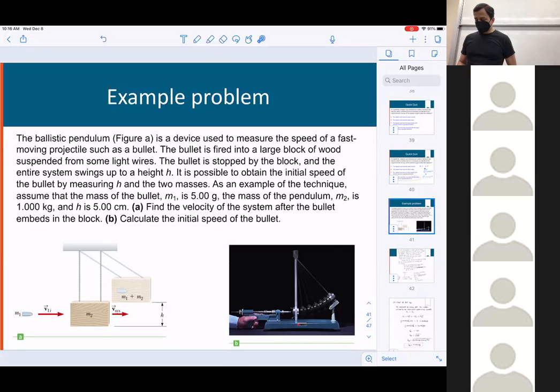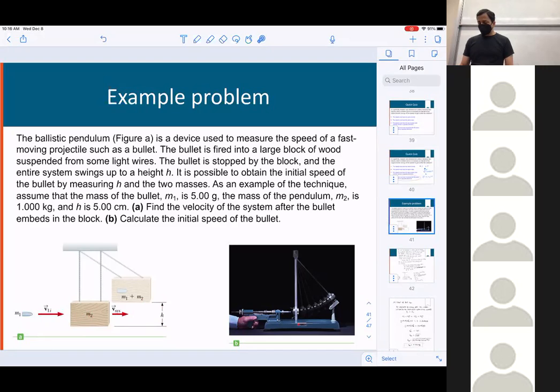Obviously, we know from our intuition that the greater the speed of the bullet, the higher this thing is going to swing up, right? So in some sense, by measuring the height of how much this thing swings up, we will be able to determine the speed of this bullet, and we will use two principles. One is that in this collision between the bullet and the block, it is a perfectly inelastic collision. They collide and then they move as one object together. So we can use the conservation of momentum in this perfectly inelastic collision.